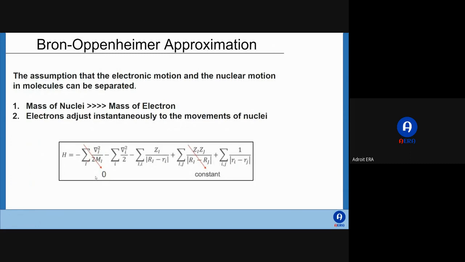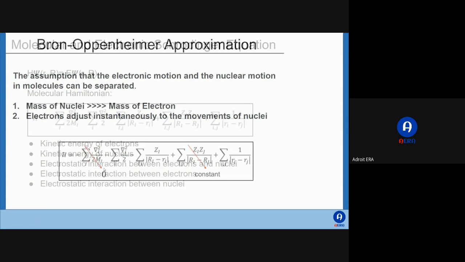To make things simpler, the Born-Oppenheimer approximation states that when the mass of nuclei is greater than the mass of electrons, you can ignore that, right? For example, in every molecule you take, usually the mass of nuclei is a lot greater than the mass of electrons. That is why electrons revolve around the nucleus, because the mass of nuclei is a lot more than the mass of electrons.